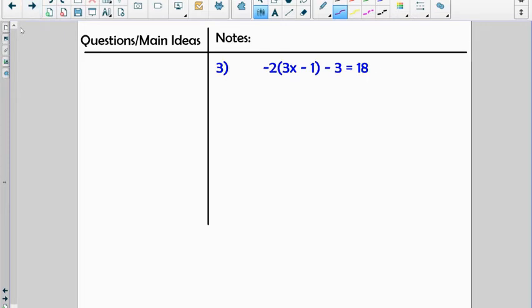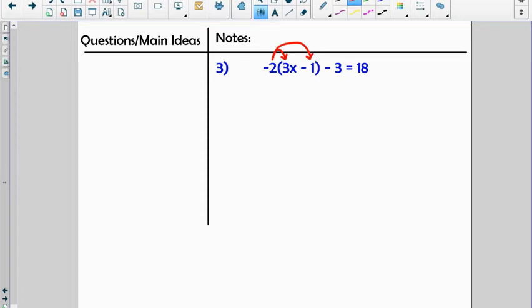Question number 3. We're starting to see the problem build a little bit more and more each time. This one has a few more steps that we're going to end up having to do. Just like in the last problem, we see that we can distribute as one of our steps. So we're going to start by distributing.